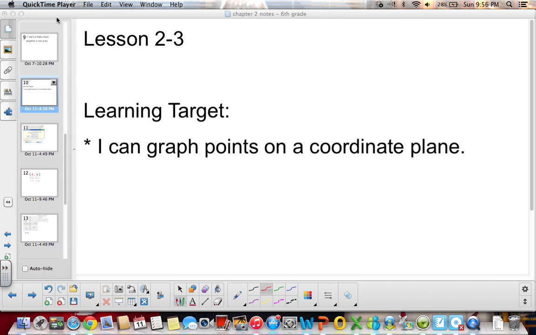Hi, sixth graders. We're on lesson 2-3. The learning target is I can graph points on a coordinate plane.